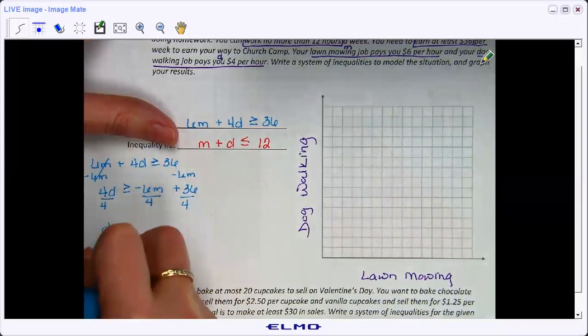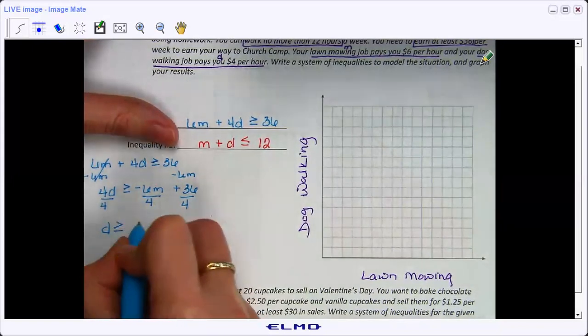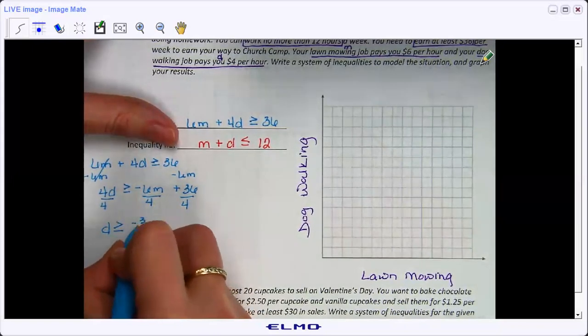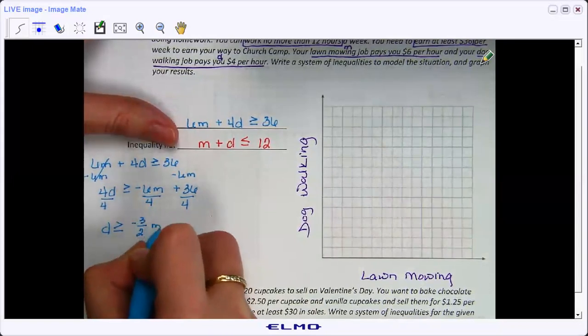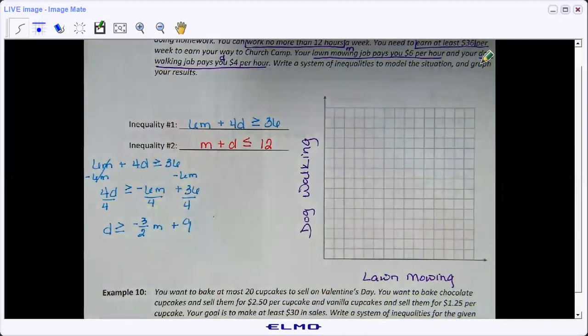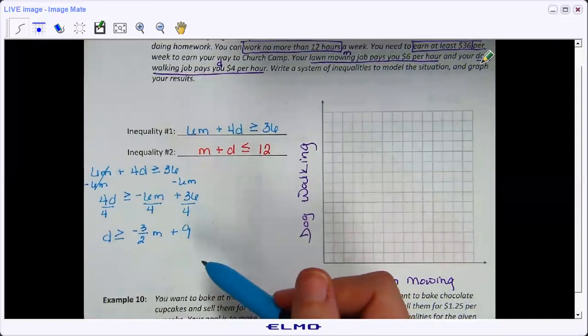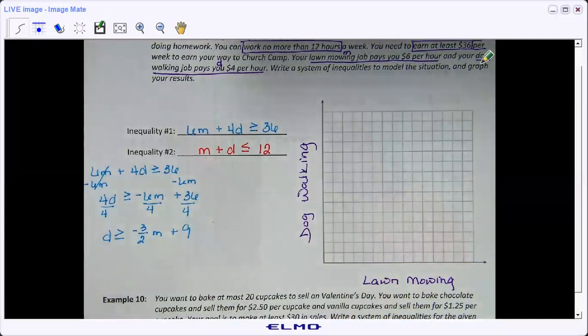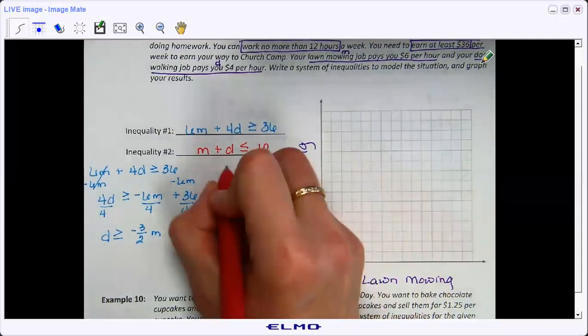So d is greater than or equal to negative 3/2 m plus 9, because we want to simplify. 36 divided by 4 is 9. Okay, so we have this one into slope intercept. Let's turn the other one into slope intercept.